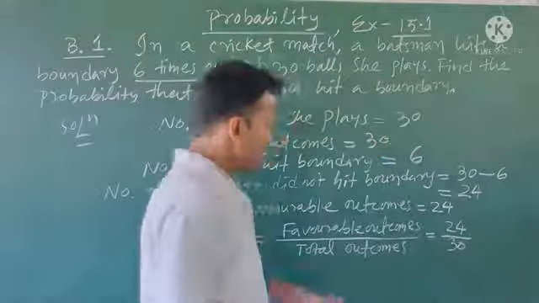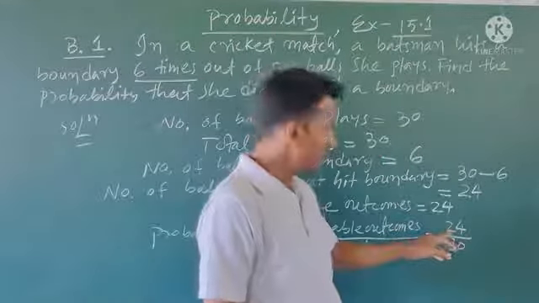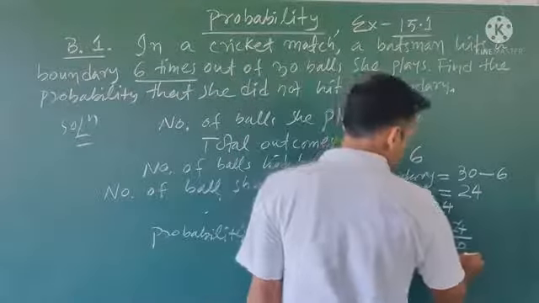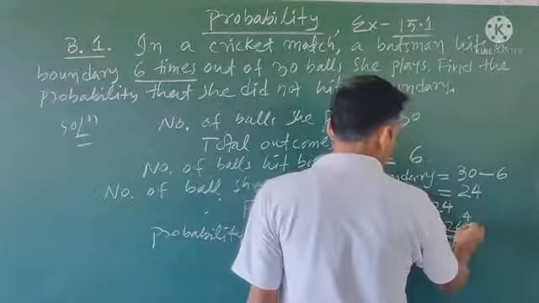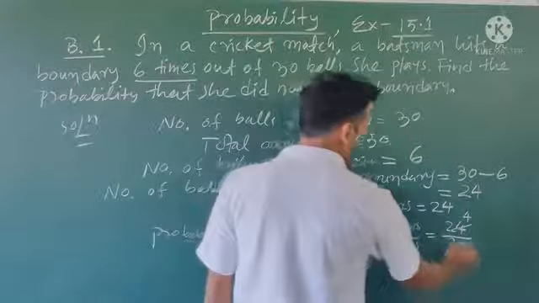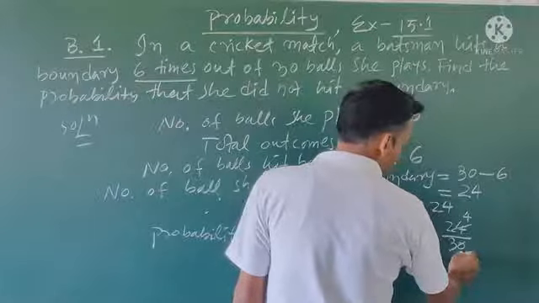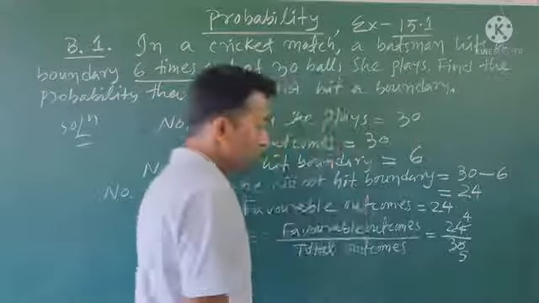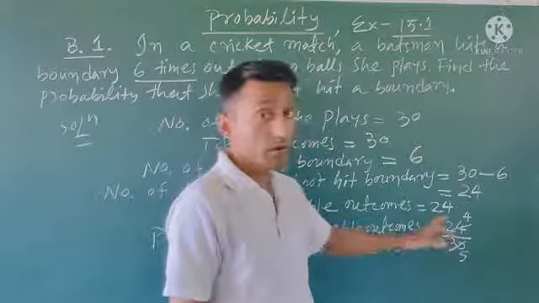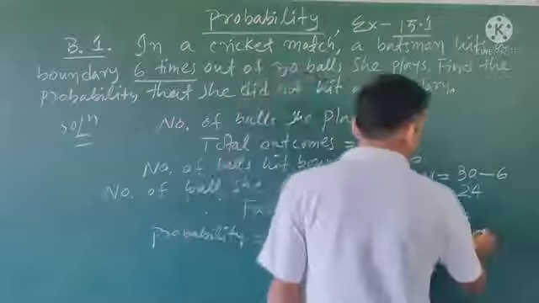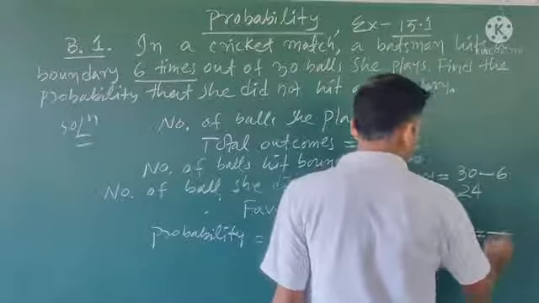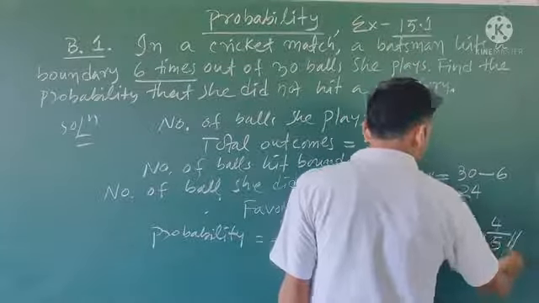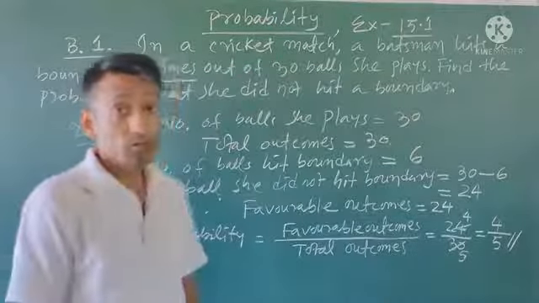Now you see, we have to cancel the common factor between numerator and denominator. So we know 4 into 6 is 24. Then 5 into 6 is 30, isn't it? So between numerator and denominator, what is the common factor? That is 6. 4 6 24, 5 6 30. So the probability is how much? The required probability is 4 by 5.